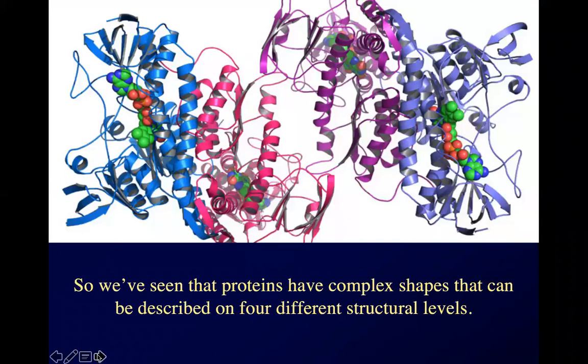So last Thursday, we talked about how proteins have these extremely complicated shapes, and we can describe the shape on 4 different structural levels. So we talked about primary, secondary, tertiary, quaternary structure, and what proteins do depends on proteins having the right shape.